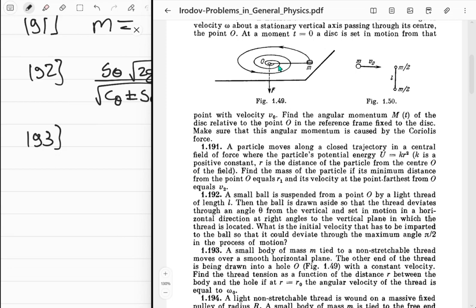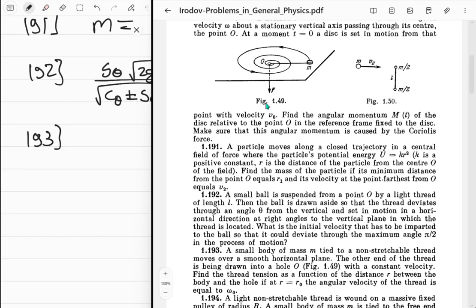So this body goes like this, it was just rotating like that, but then now you're pulling it. Find the thread tension as a function of the distance r between the body and the hole, if at r equal to r naught, the angular velocity of the thread is equal to omega naught.